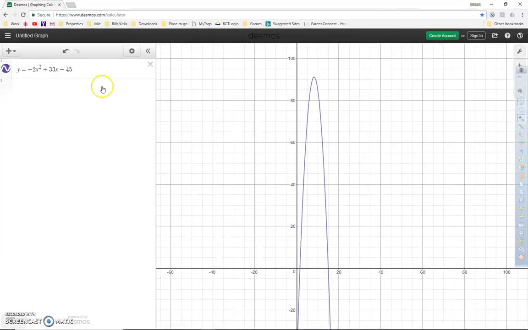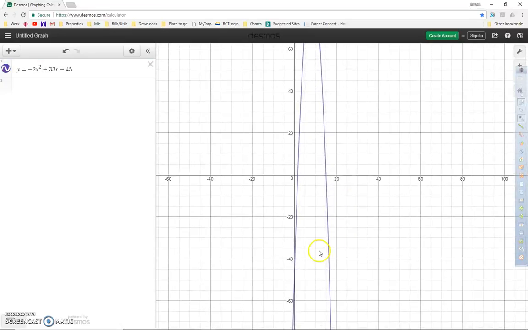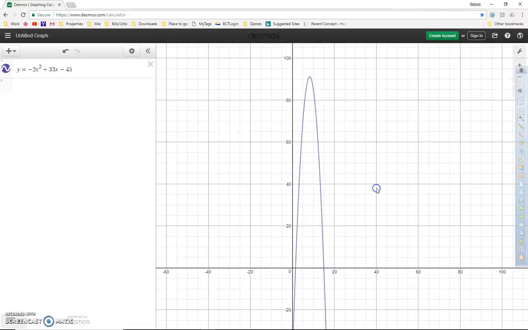So here's what Desmos shows. I can click on some of the key points. And 8.25, 91.125 is what I got for my vertex. 1.5 and 0 is a coordinate of one of the x-intercepts, and the other intercept is 15, 0. Great. Everything's working out so far so good. And my y-intercept is 0, negative 45. You can do the exact same thing to confirm all your answers. You do not need a textbook for this.